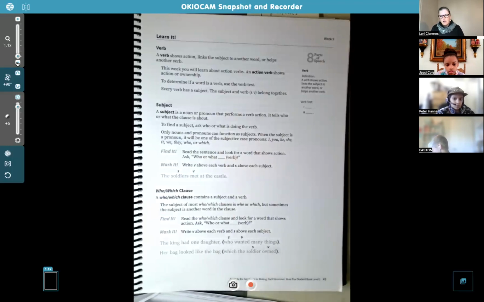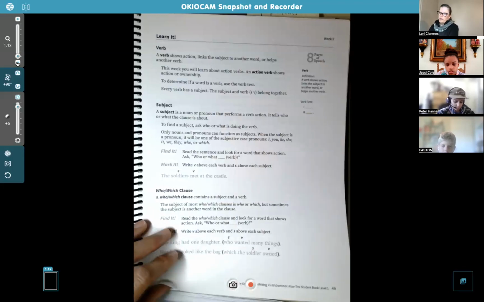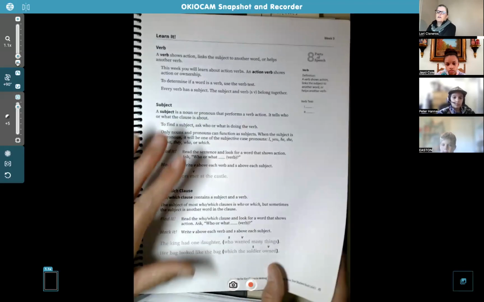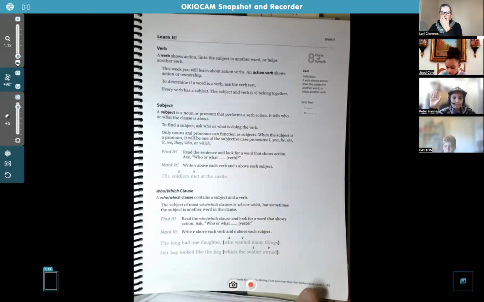So you have to just pay attention to where the verb is and then look to see who or what. And sometimes the who is the subject in the sentence, but don't worry, we're going to practice this a bunch and you're going to get super familiar with it the more we practice. Do you guys have any questions before we turn the page? Go ahead, Peter.